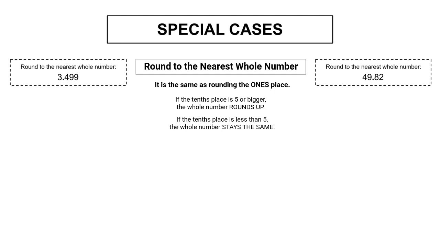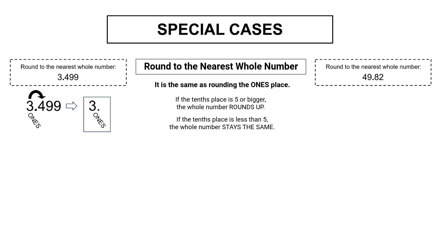So looking at the example on the left, we have 3.499. 3 is in the ones place. Looking at the digit to the right, it's less than 5, so your whole number is going to stay the same. And we cut off everything, all the decimal places. The answer is just going to be 3.